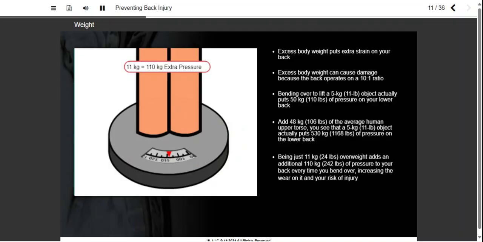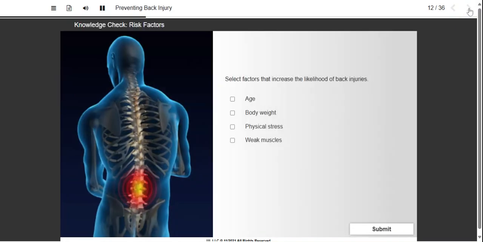Being just 11 kilograms overweight adds an additional 110 kilograms of pressure to your back every time you bend over, increasing the wear on it and your risk of injury. So, maintaining a healthy weight reduces the pressure on your back, which in turn can reduce your risk of injuring your back. Select factors that increase the likelihood of back injuries.